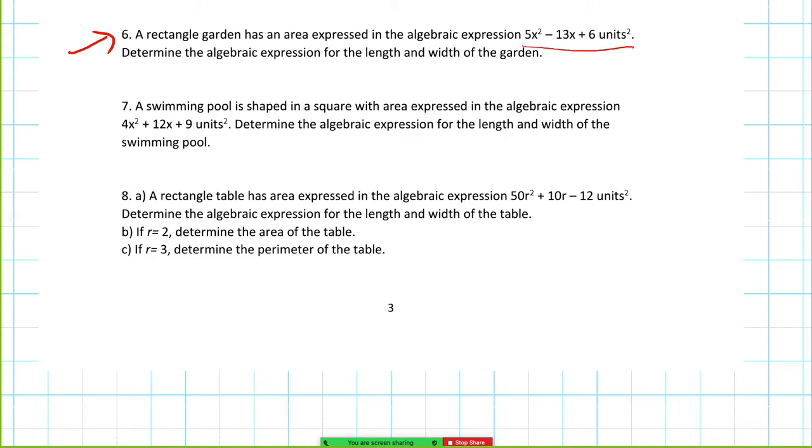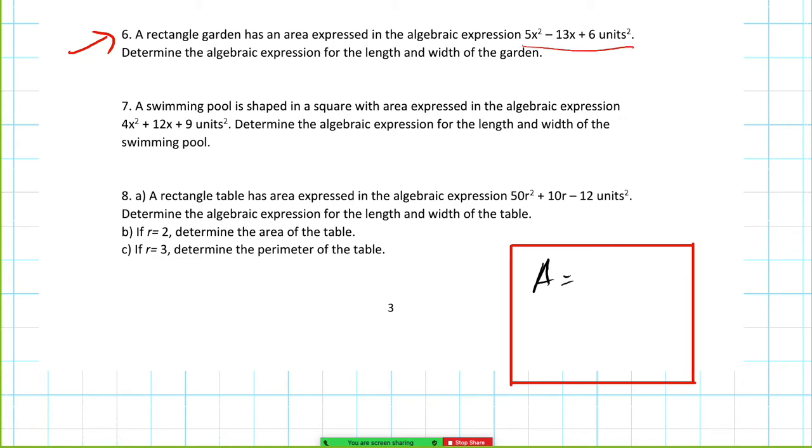Okay, so what this is saying is we have some rectangular garden. It's possibly a square, but we're not entirely sure. But we do know that the area of this garden is represented by the equation they've given us, which is 5x squared minus 13x plus 6.